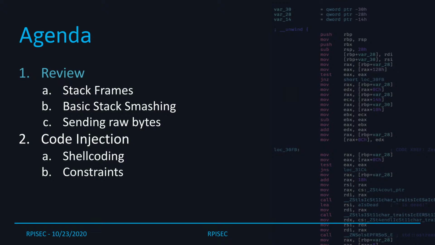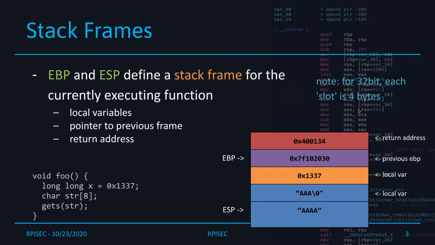And then once we have everyone up to date on the review of Monday's talk, I want to jump in and talk about shellcoding and some of the constraints that we have to deal with when we're writing shellcode. So with that out of the way, without further ado, I want to hop into a quick rundown of how stack frames work. I know we've talked about this probably 4 or 5 different times now, but it is really, really important for the stuff that we're talking about right now.